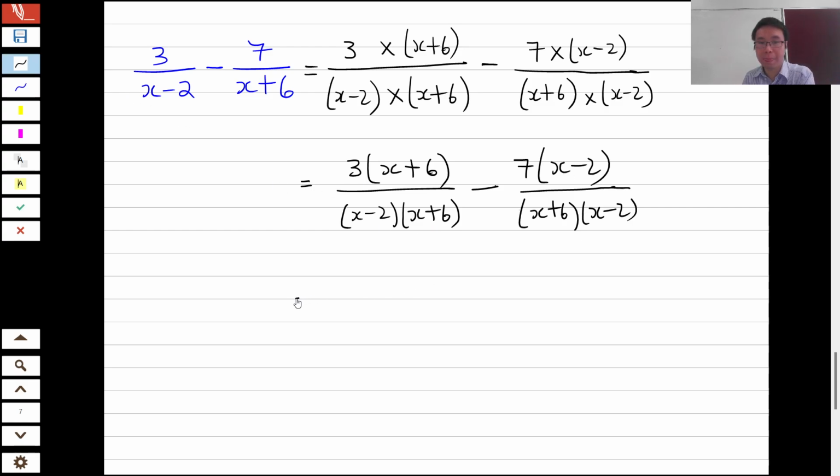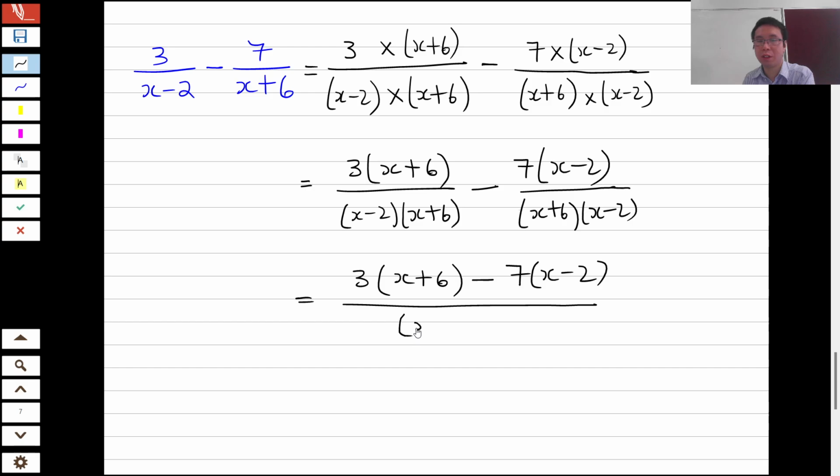So the denominators are actually the same here, even though the factors are written in a different order. So because of that, I can now use the same property: 3 bracket x plus 6 minus whatever is in the second fraction, 7 bracket x minus 2, and all that divided by the common denominator, x minus 2, x plus 6. Okay, now, in a question, you'd be told whether to expand at this point. I think we can simplify the numerator by collecting like terms.